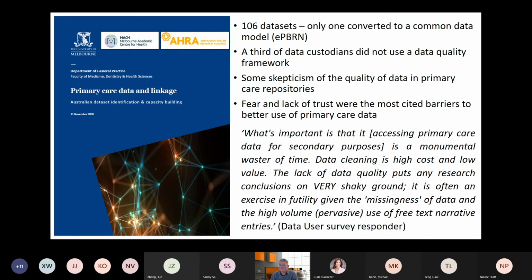The quote here sort of puts it into context. What's important is that accessing primary care data for secondary purposes is a monumental waste of time. Data cleaning is high cost, low value. The quality means research conclusions are on shaky grounds. It's an exercise in futility. So this is where we're starting from, to a certain extent, in Australia.